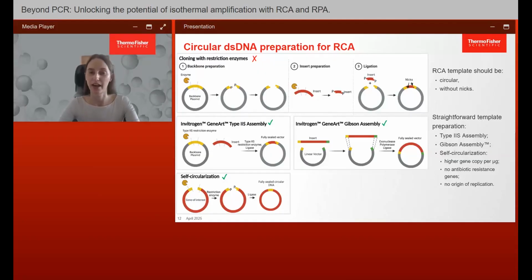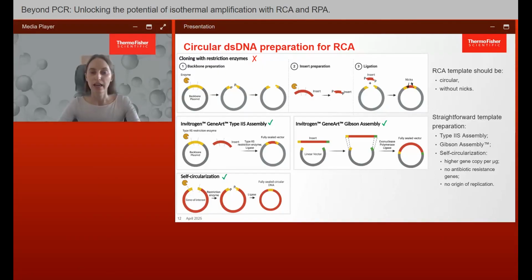You can also use self-circularization, where the gene of interest is digested and self-ligated into circular DNA without the use of vector. Since vector backbone is not used, this method offers several advantages. Firstly, you have no bacterial elements in your DNA sample, and secondly, you have a higher gene copy number per microgram of DNA, making it ideal for high throughput analysis.